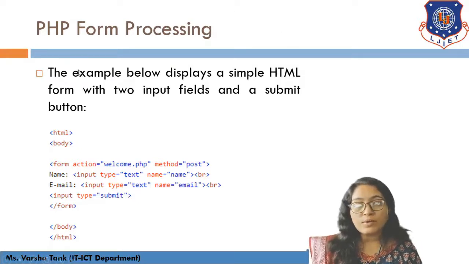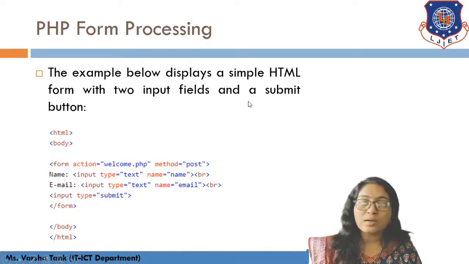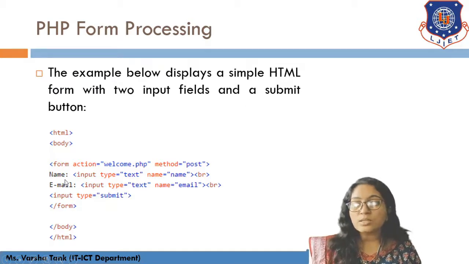So, in PHP form processing, the example below displays a simple HTML form with two input fields and a submit button. Okay, so here you can see this form is defined. In this form, we have defined two objects. One is name and another is email. So here input type is equal to text and name is equal to name. Here this name we will refer to in the PHP document. Okay. Now email, input type is equal to text and name is equal to what? Email.